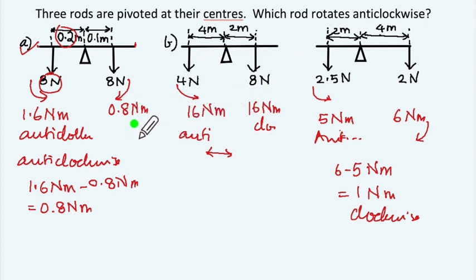They can either ask you which one is going to rotate anti-clockwise, which is what I asked you, or which one is going to be in equilibrium, then in that case it will be B. And if they ask you which one is having a clockwise rotation, then it will be this one. Okay, because it is going to be 1 Newton meter clockwise.